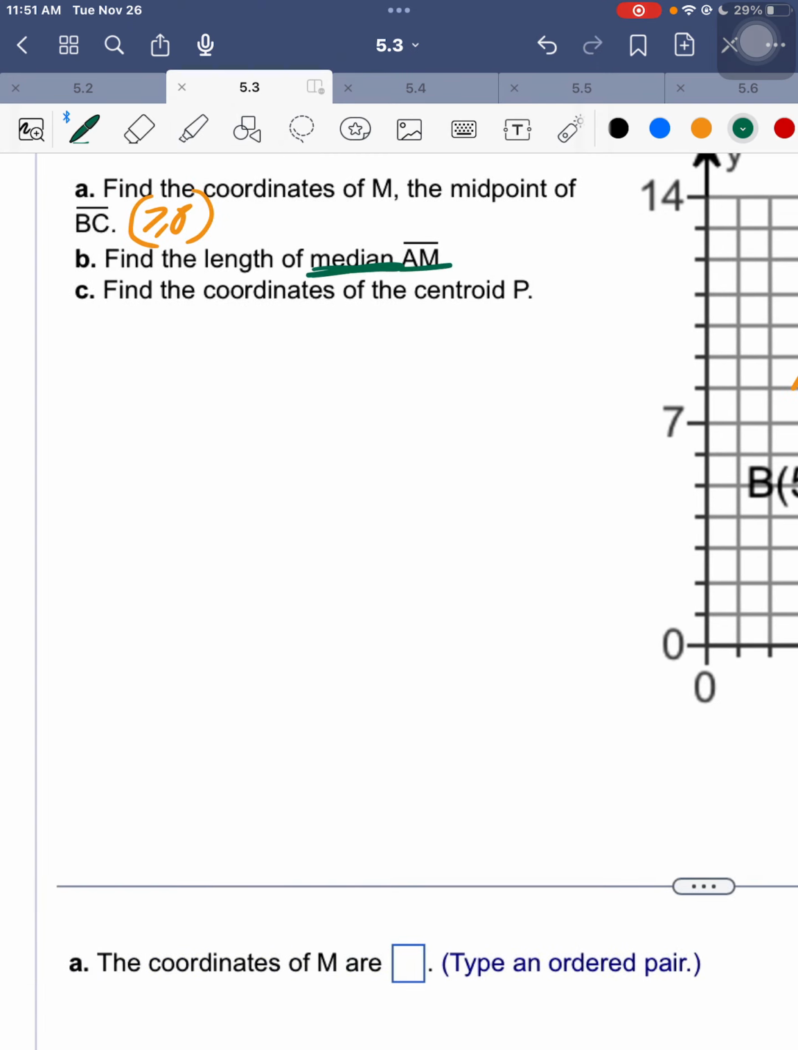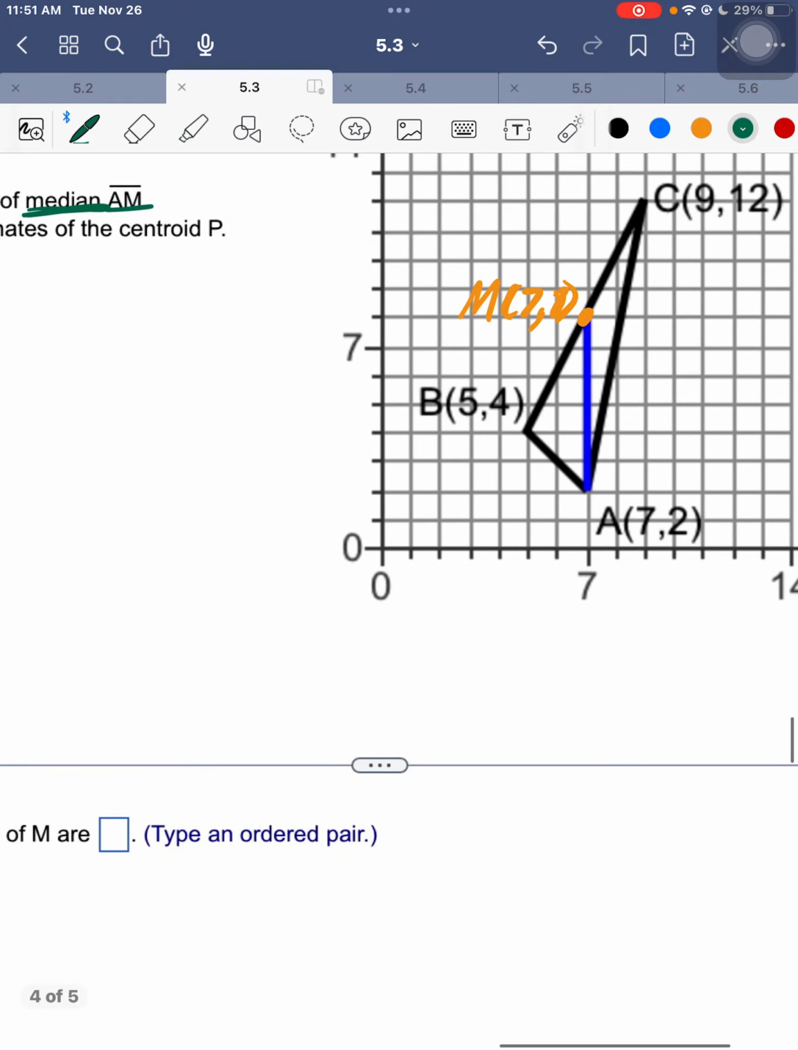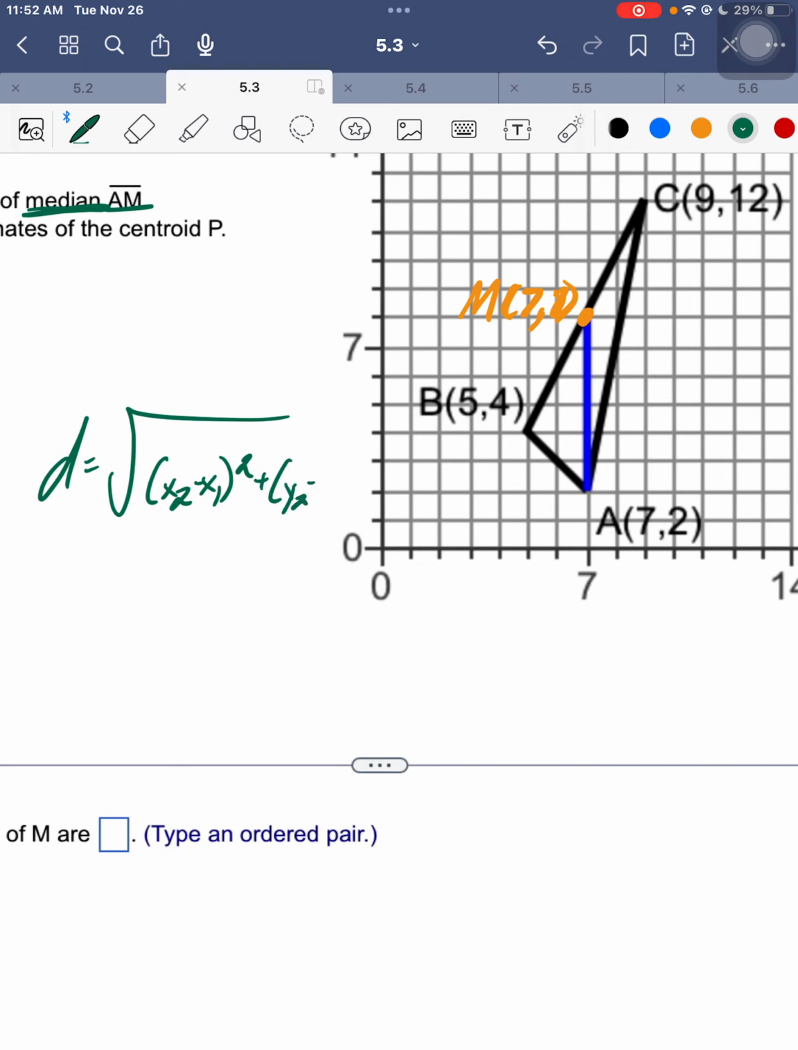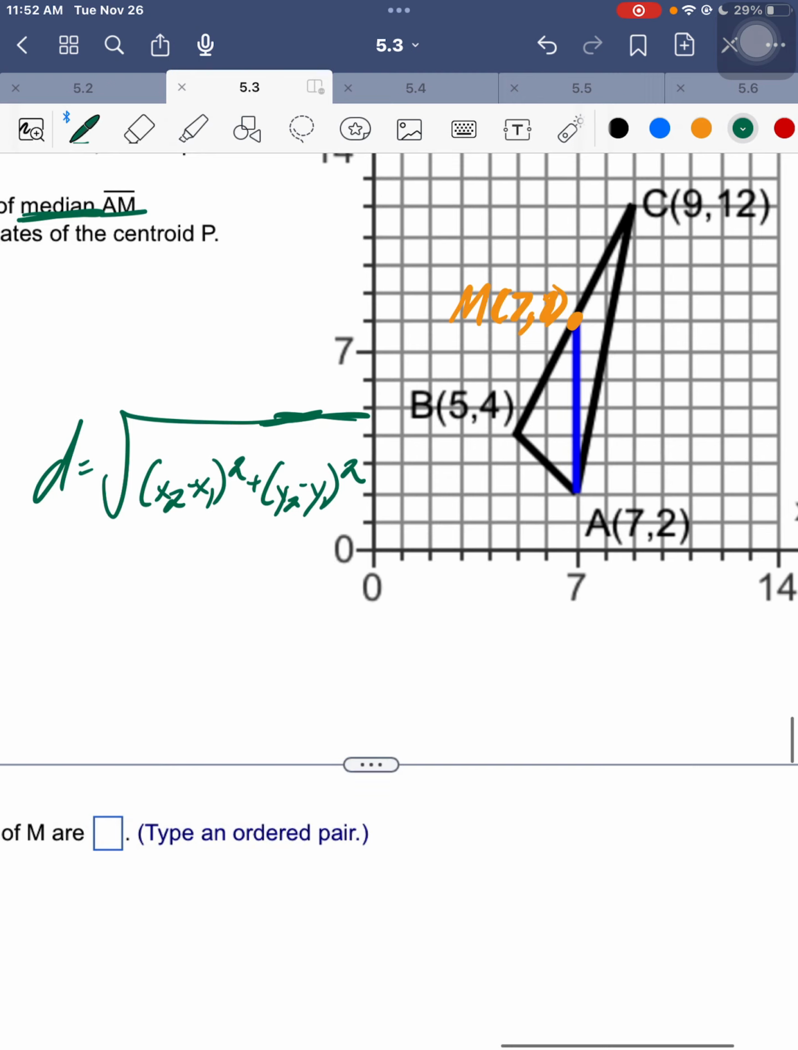So let's see what it says. Find the length of median AM. Okay, well, what do I know here, guys? They want you to use this crazy distance formula. But do you really have to? No. Why don't you have to? Are we changing our values of x at all? No, I'm not changing my values of x at all. Look at my x, 7 and 7. So I'm not changing the value of my x whatsoever.